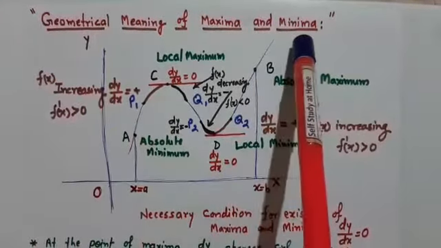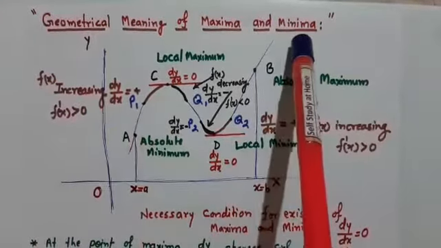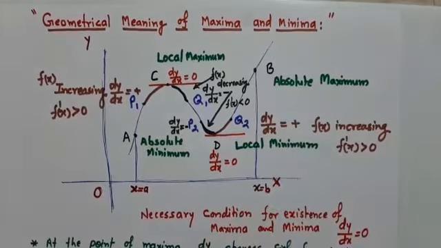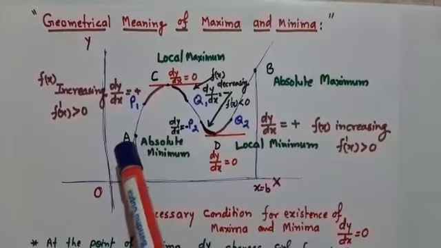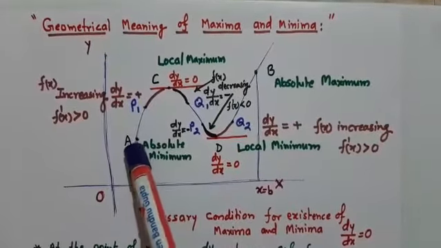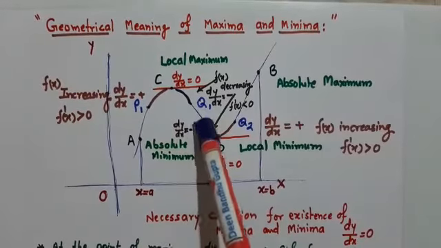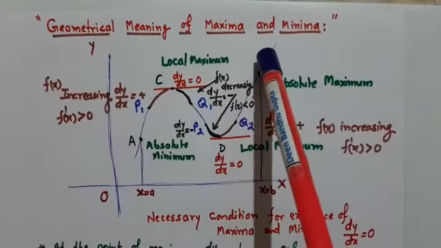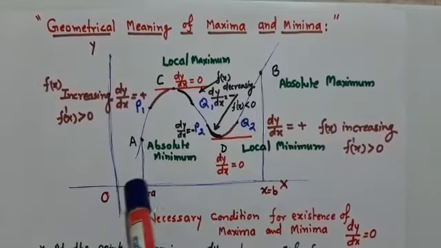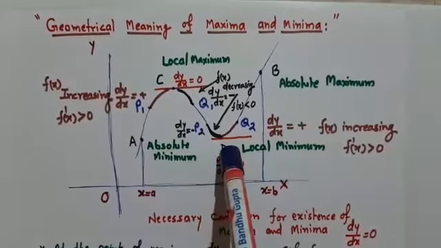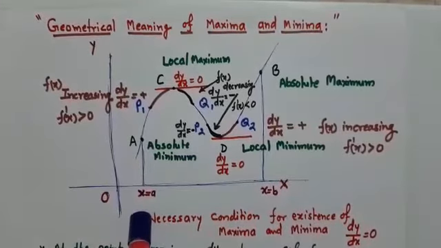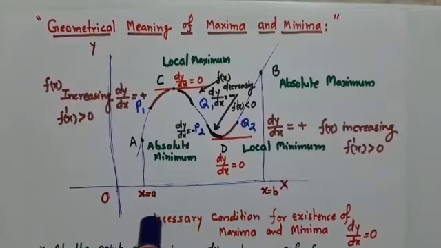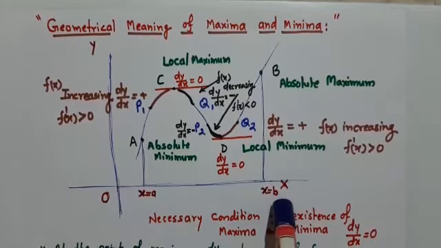Geometrical meaning of maxima and minima. If f(x) is a function and its graph is in this manner, firstly increasing, then decreasing, then increasing. For this function we have to find the maxima and minima from x equal to a to x equal to b.